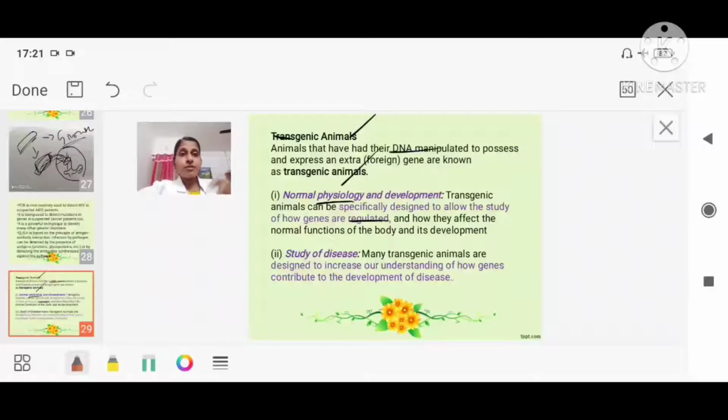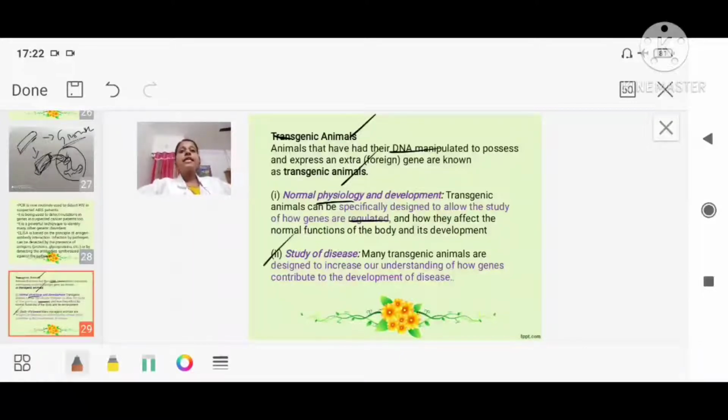If this gene is present, how much the mice is growing; if this gene is absent, the normal one, how the growth is affected. So like that we can learn whether it is applicable or not, whether it is working or not, whether actually the mice is growing or not because of this particular gene. All these things we can learn with the help of what? This transgenic animals, okay. So that is number one.